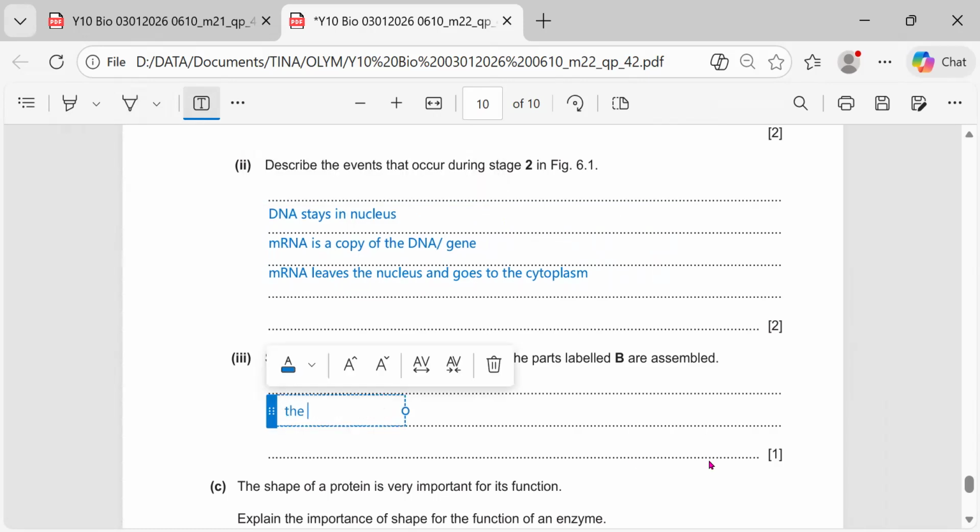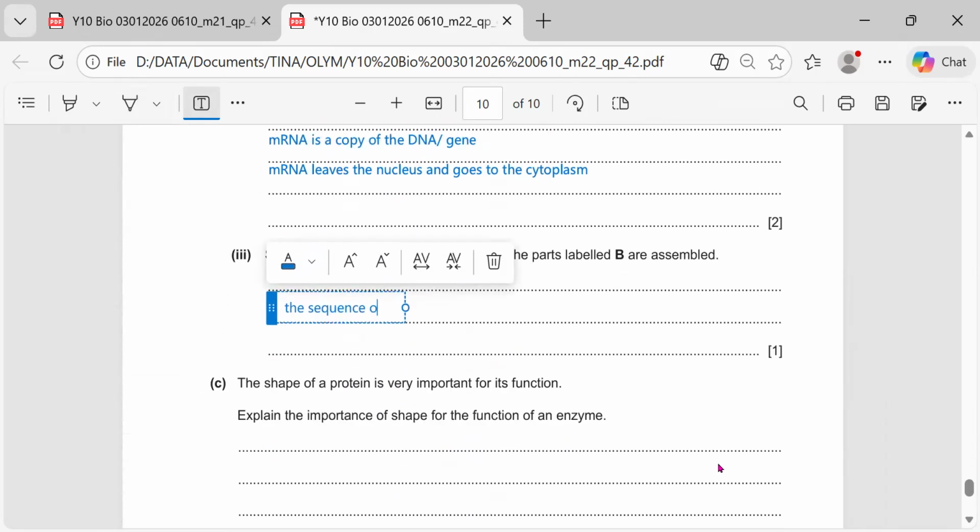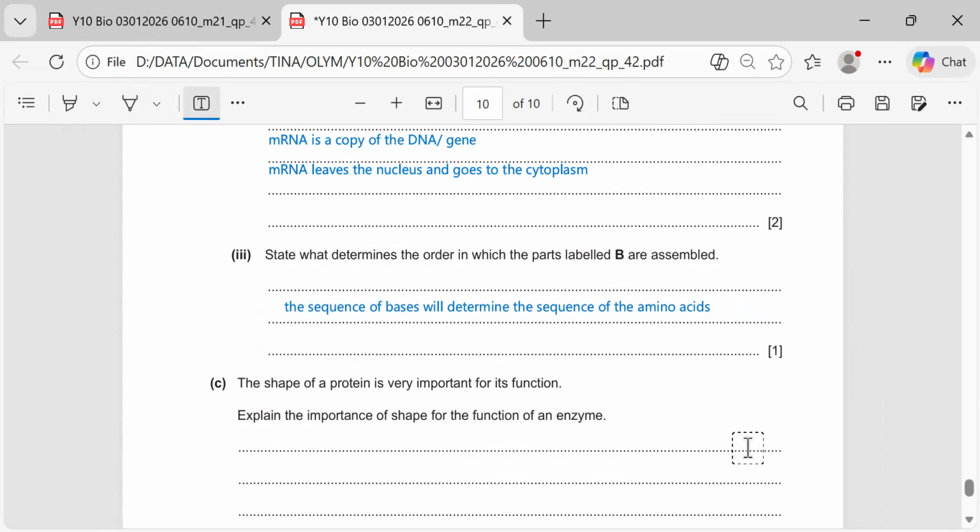State what determines the order. Okay. The sequence, label B. The sequence of bases will determine the sequence of the amino acids. What do you mean by sequence of the bases? CGTA. Because CCG is one amino acid, TTG is another amino acid, CCA is another amino acid.